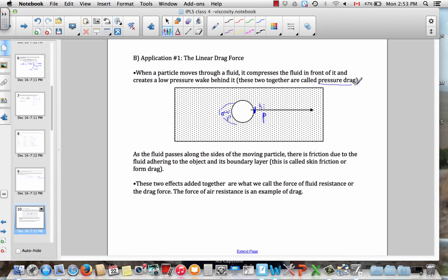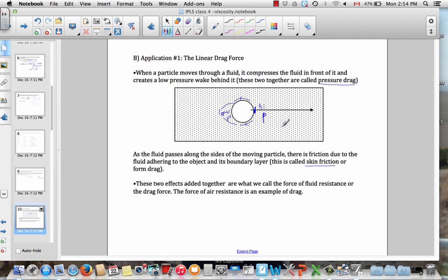So there's pressure drag, which is these two effects, but there's a third final effect, and that is the fluid has to flow around the sides of this ball bearing, say pushed out of the way by the ball bearing. It's got to flow around and actually exerts a force on the ball bearing as it does so, and that's called skin friction.